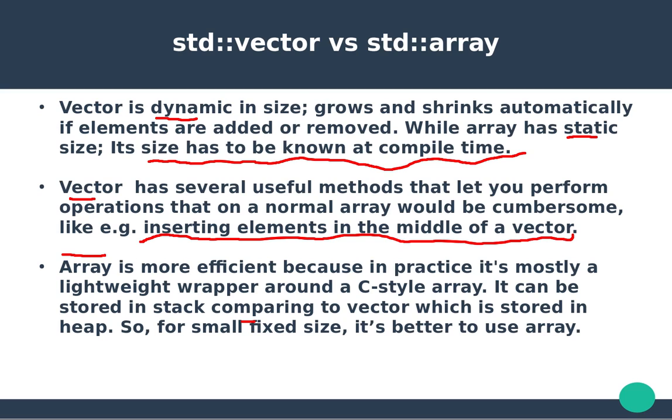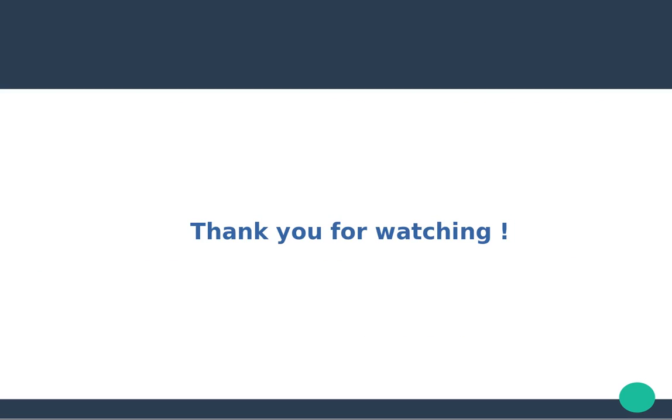So in general, if you have a small fixed size and you know this size, like let's say you have 500 elements, then I recommend using array instead of vector.